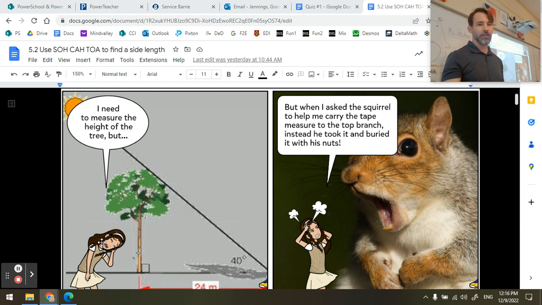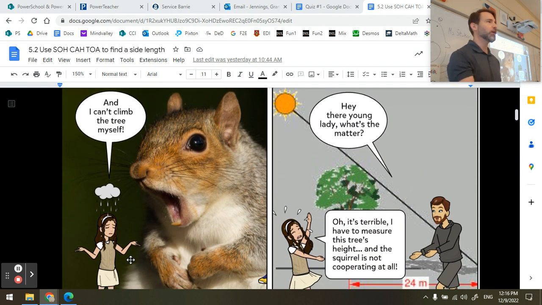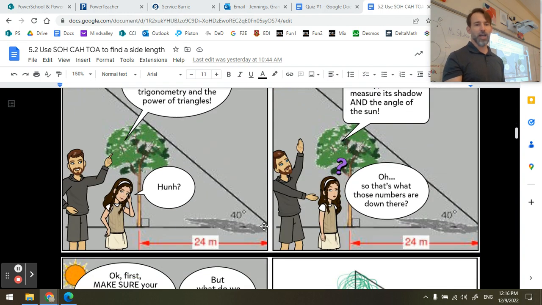So here, our poor student says, I need to measure the height of the tree, but when I asked the squirrel to help me carry the tape measure to the top branch, he took it and buried it with his nuts. Darn that squirrel. We can't climb the tree ourselves, so we would call this tree inaccessible. We can't climb it to measure it directly, but we can measure the shadow of the tree and the angle that the sun is creating the shadow with, and use the resulting triangle to measure the height of the tree, which is a pretty cool idea if you think about it. That's always just available to us out there.